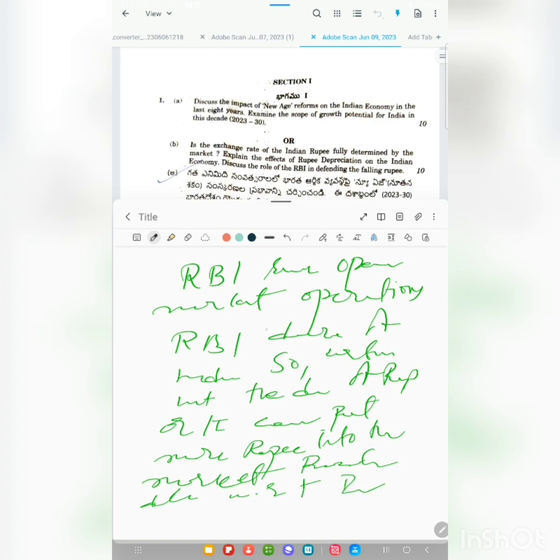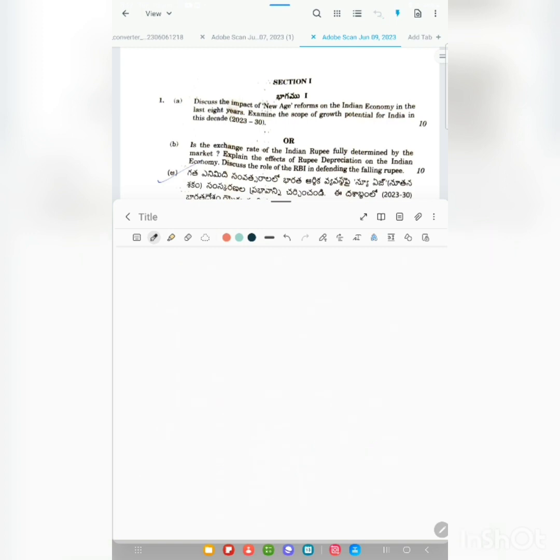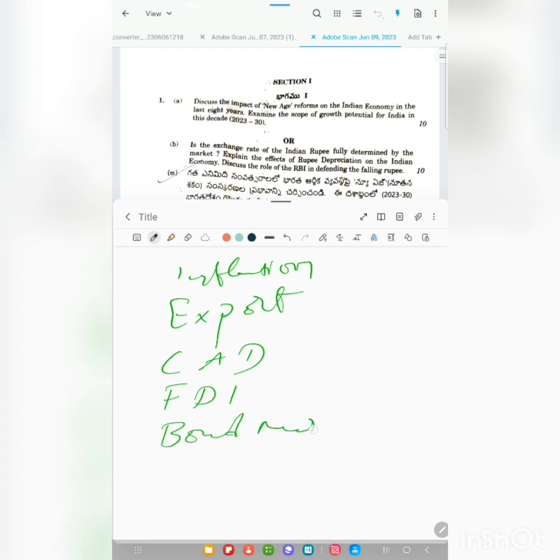In these situations, sometimes RBI tries to manipulate or change the exchange rate in order to combat inflation, and to support exports, the current account deficit, FDI, and the bond market for India. These are the simple things we have to write.